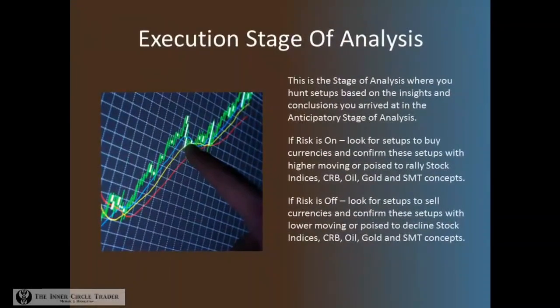Execution stage of analysis. This is the stage of analysis where you hunt setups based on the insights and conclusions you arrived at in the anticipatory stage of analysis. If risk is on, look for setups to buy currencies and confirm these setups with higher moving or poised to rally stock indices, CRB, oil, gold, and SMT concepts. If risk is off, look for setups to sell currencies and confirm these setups with lower moving or poised to decline stock indices, the CRB index, oil, gold, and SMT concepts.